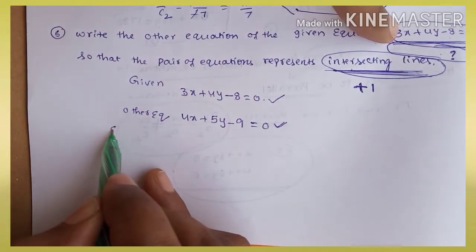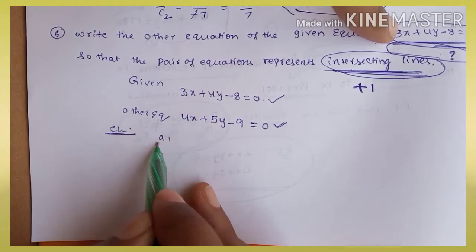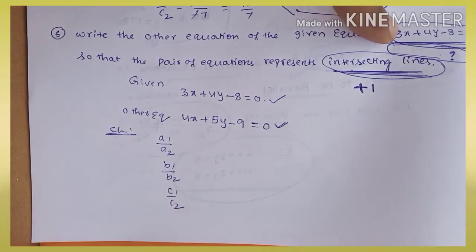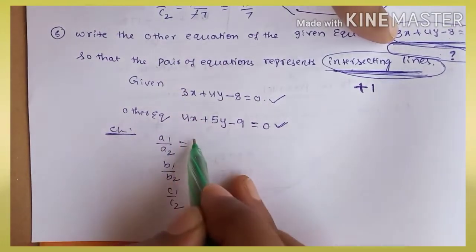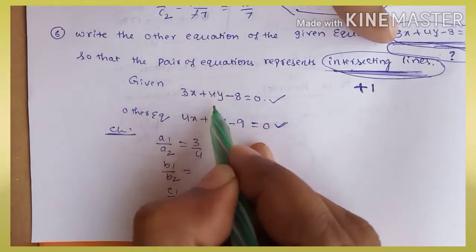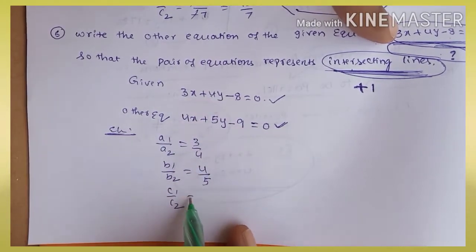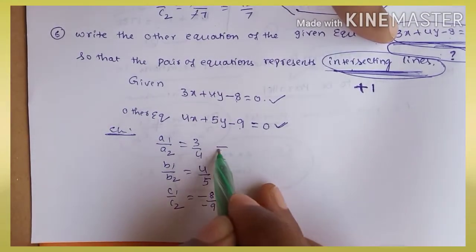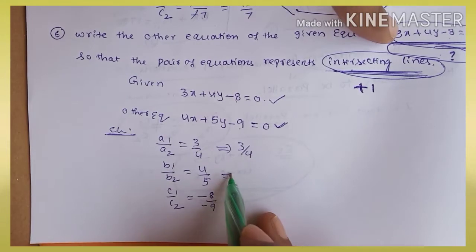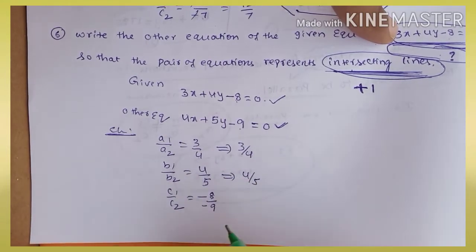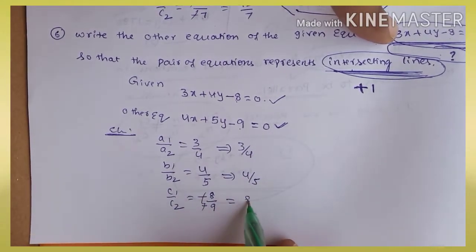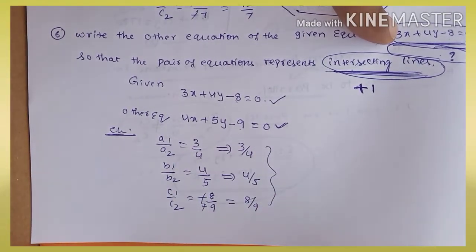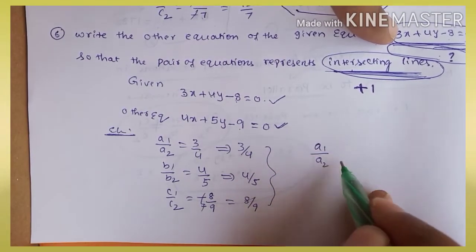Now let's check here. First one is A1 by A2, next B1 by B2 and C1 by C2. A1 by A2 is 3 by 4, B1 by B2 is 4 by 5, C1 by C2 is minus 8 by minus 9. It is not possible to cancel, so 3 by 4. Here also not possible to cancel, so 4 by 5. Here the negatives cancel, you get 8 by 9. Are any values equal? No, so they are definitely intersecting lines.